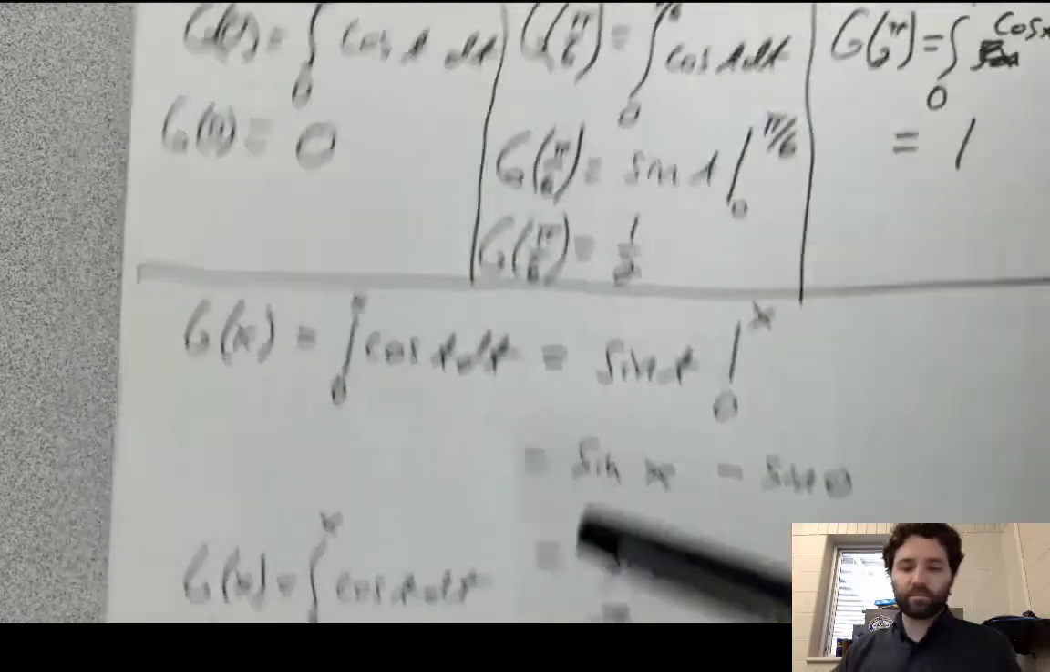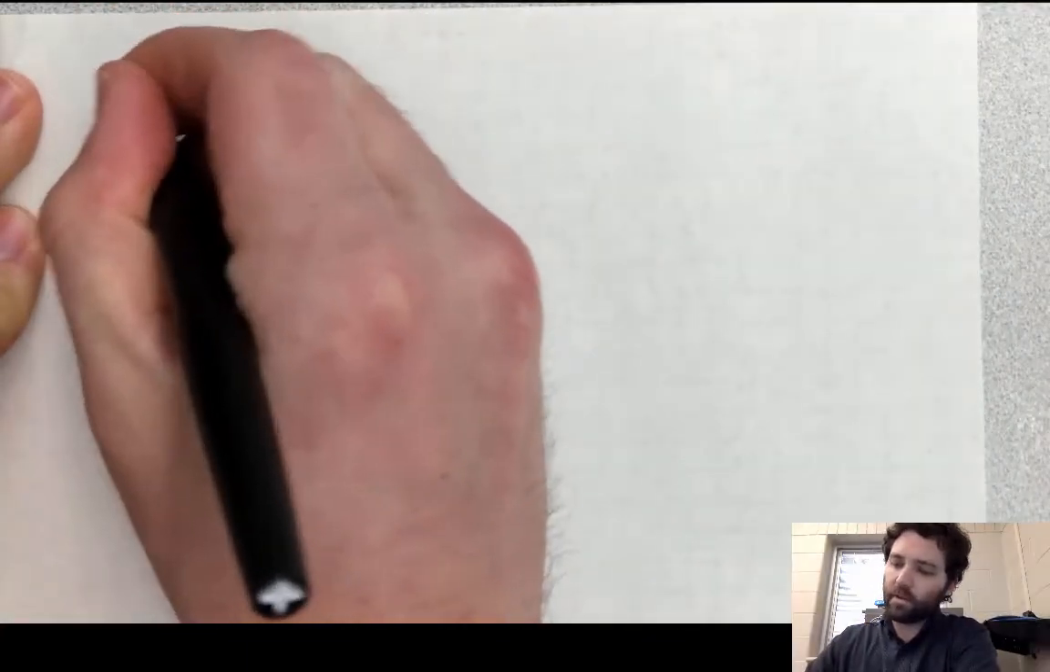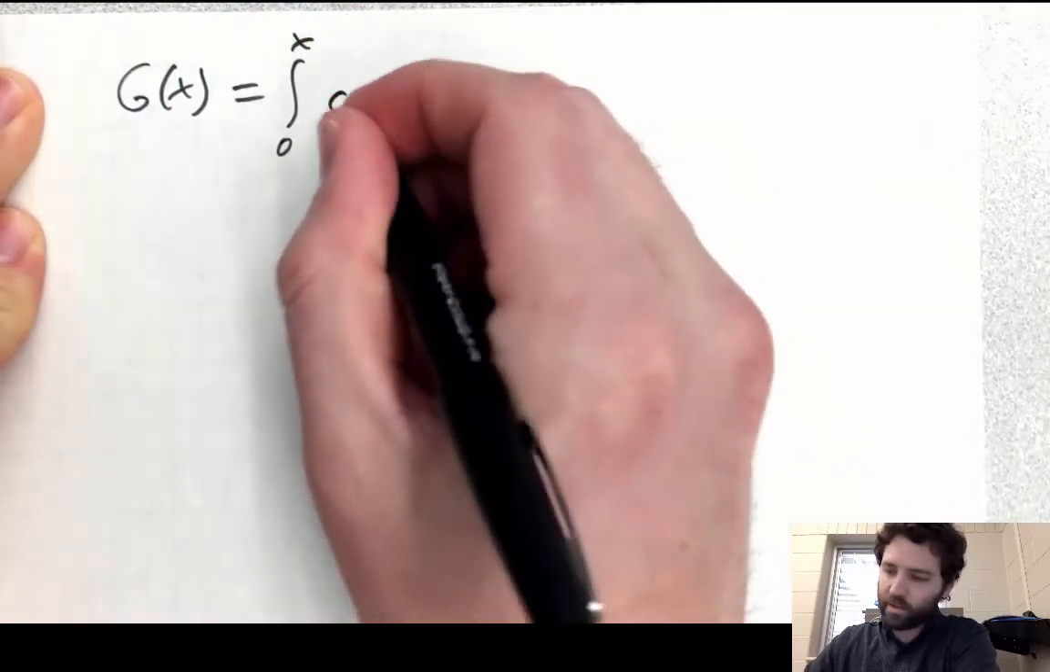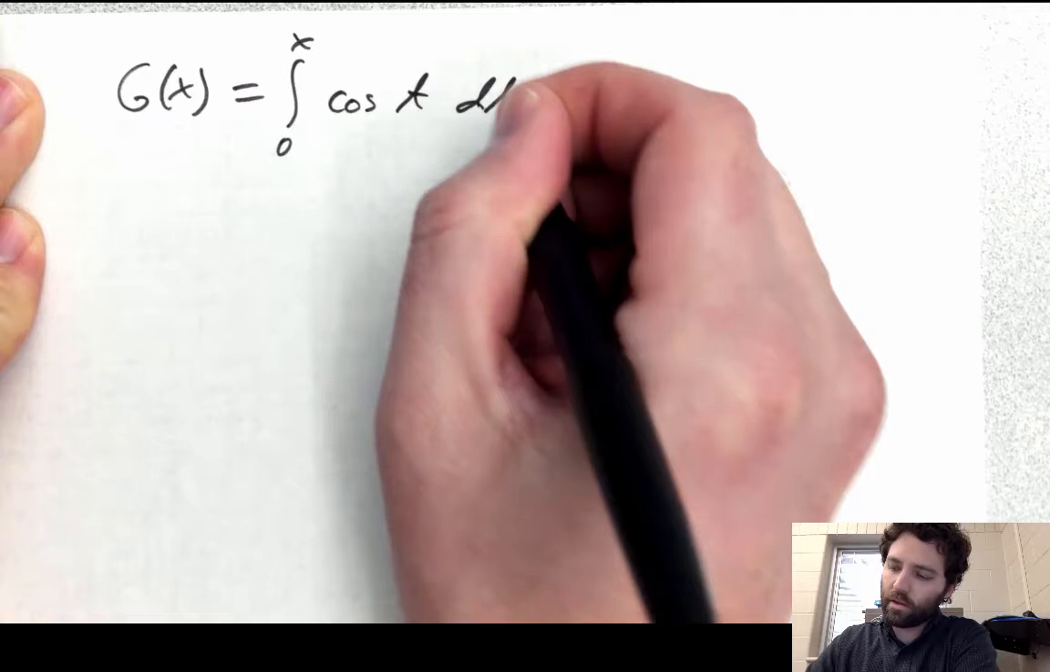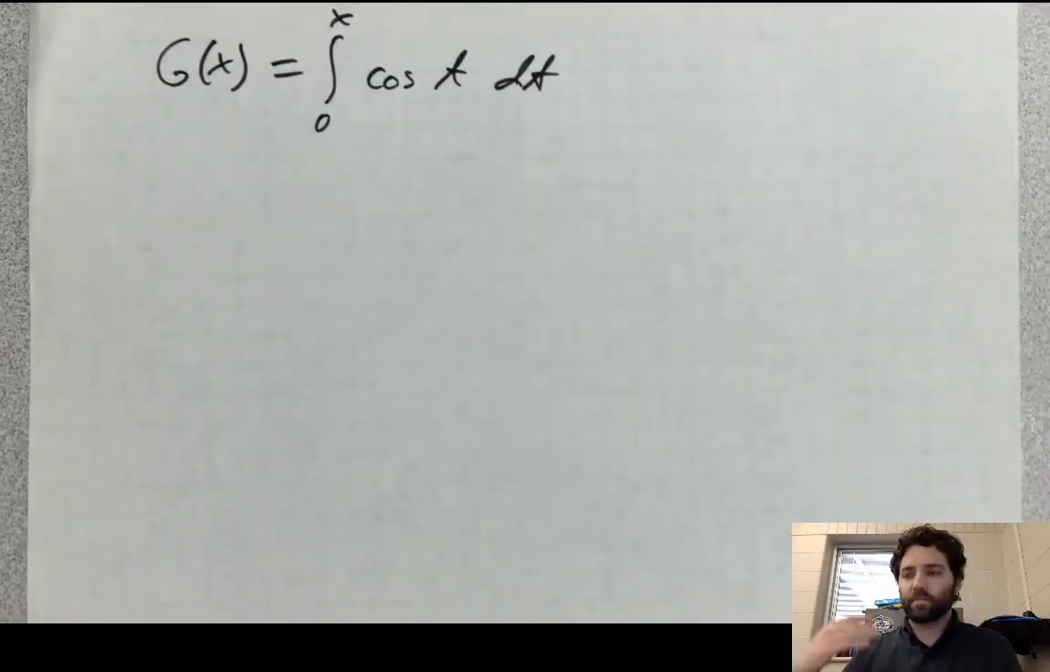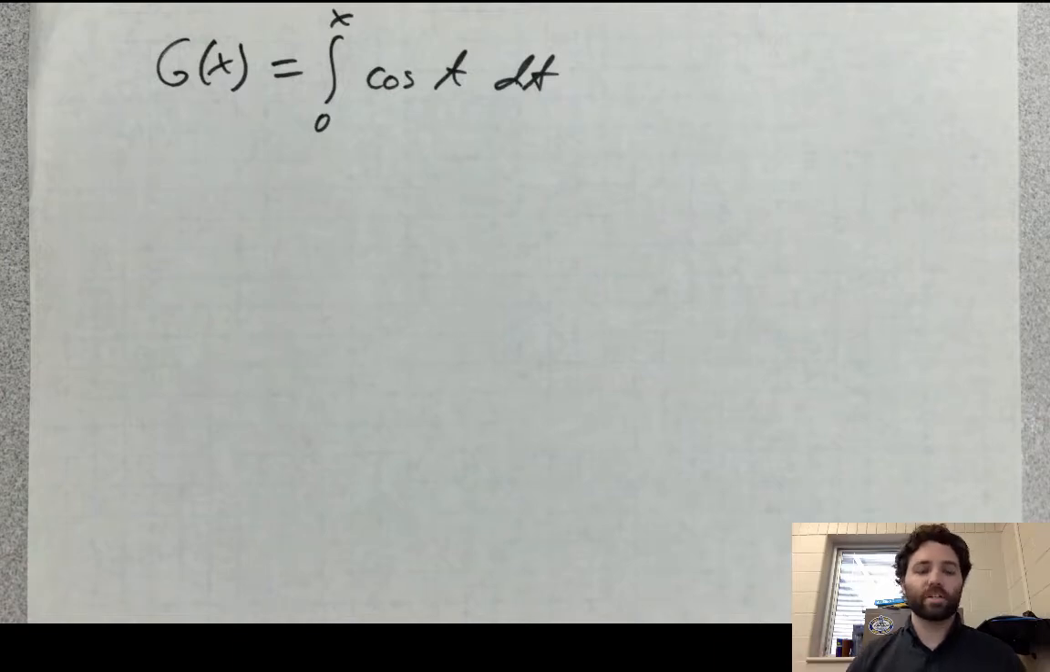So let's start with this. G of x is equal to the integral from 0 to x of cosine t dt. All right. Now, if I've convinced you that g of x, an area function, is a perfectly legitimate function, then a perfectly legitimate question to ask about it would be, what's its derivative? What's the rate of change of g of x?